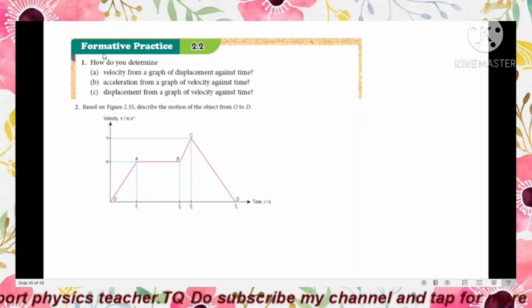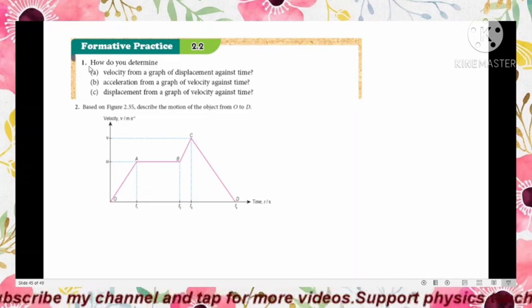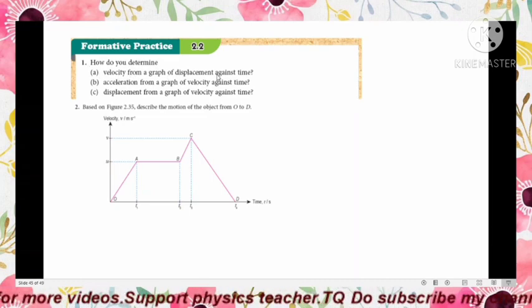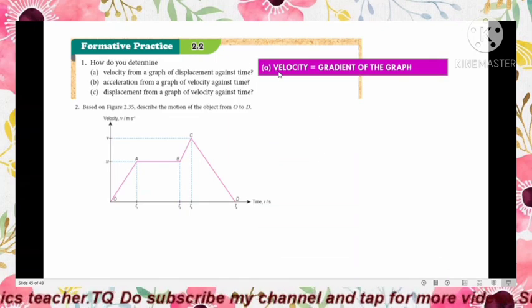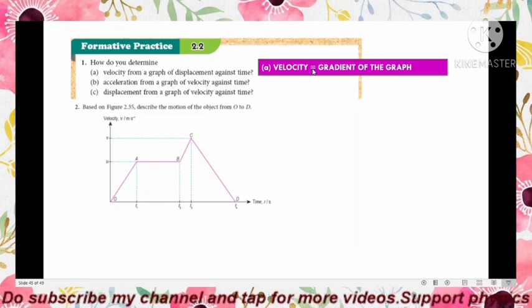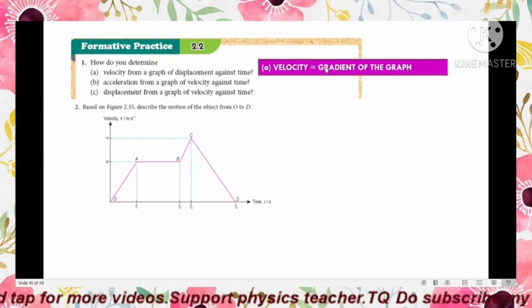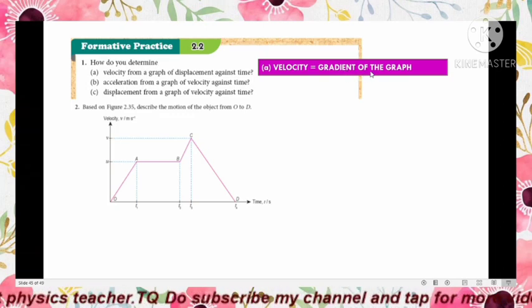Okay, last part, formative practice 2.2. You can refer to your textbook. Number 1, how do you determine a velocity from a graph of displacement against time? Okay, as we know that velocity can be determined by gradient of the graph. So velocity is determined by gradient of the graph of displacement against time.